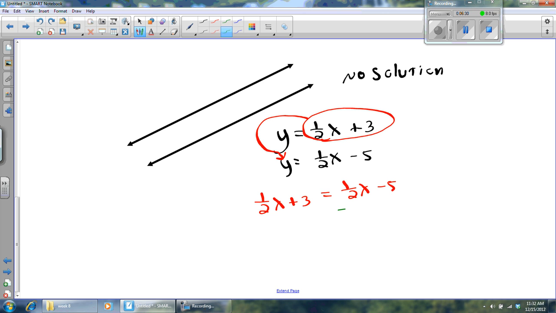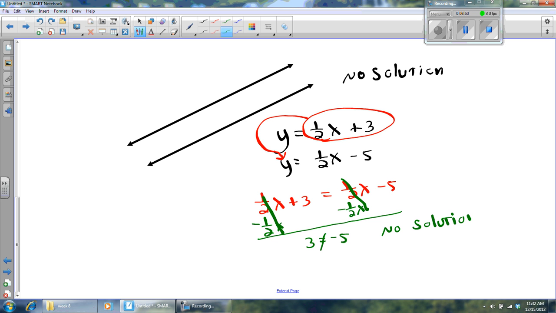So I'm going to subtract 1/2 x from both sides. And aren't those going to cancel? And those will cancel. And I'll be left with 3 equals -5. Does 3 ever equal -5? No, of course not. So there's no solution. Now I bet some of the smarter people in the audience are thinking, hey, could there ever be a situation when it's all real numbers?